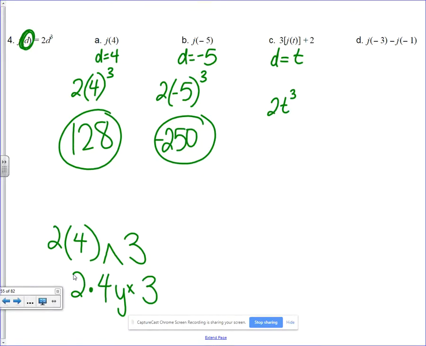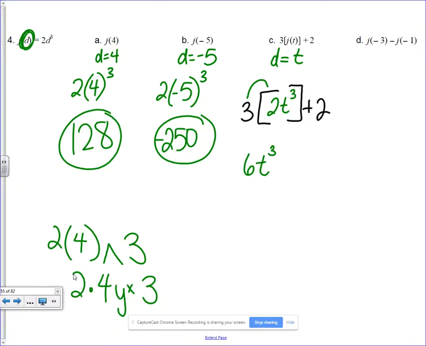Now, what's happening with the 3 out front? It's being multiplied. And then I'm adding 2. Does everybody see where that comes from? Okay, so am I allowed to multiply these things? Yes, you can multiply anything you want together, folks. Anything. They don't have to be like terms. What do I get here?